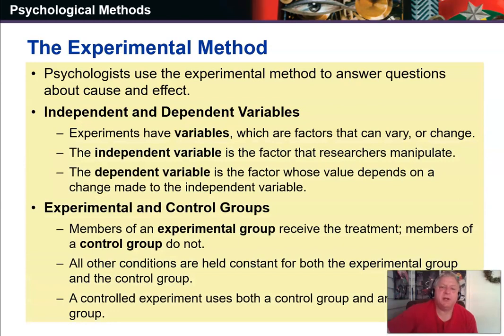Psychologists use the experimental method to answer questions about cause and effect. Independent and dependent variables. Experiments have variables, which are factors that can vary or change. The independent variable is the factor that researchers manipulate. The dependent variable is the factor whose value depends on the change made to the independent variable.